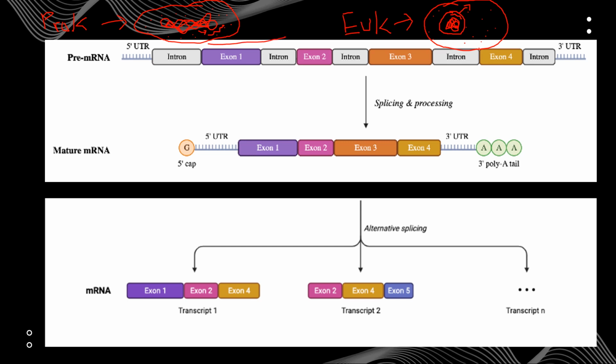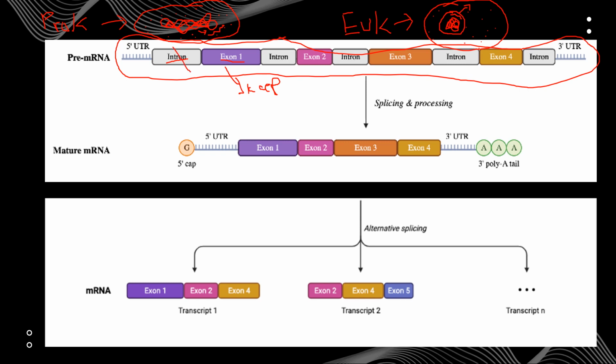So here, for eukaryotes, we have our initial mRNA transcript that we just transcribed from DNA. And you can see there's different sections called introns and exons. So exons here in these nice bright colors are our useful information. So we want to keep this. And introns, on the other hand, are not. They are useless information. We want to remove those.